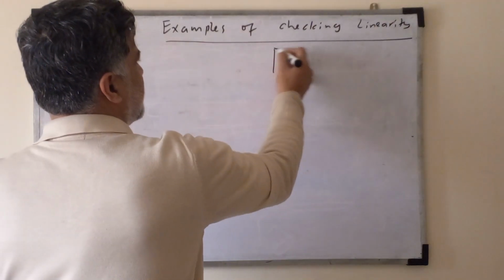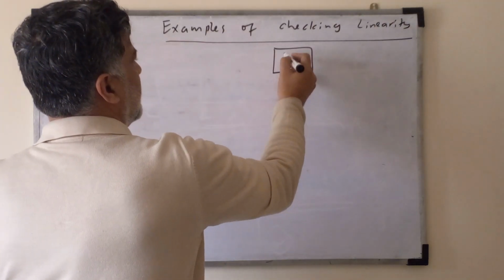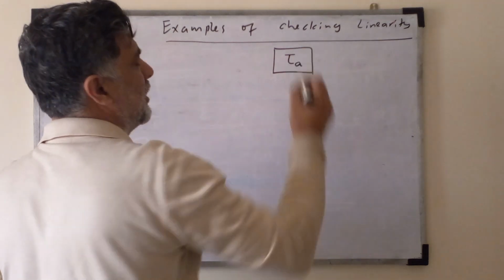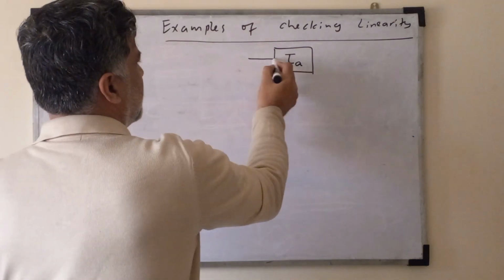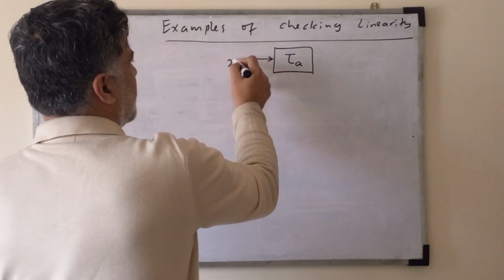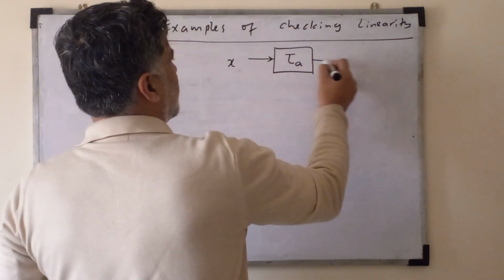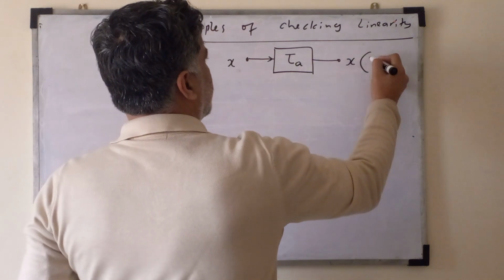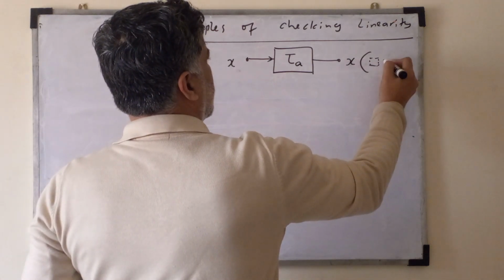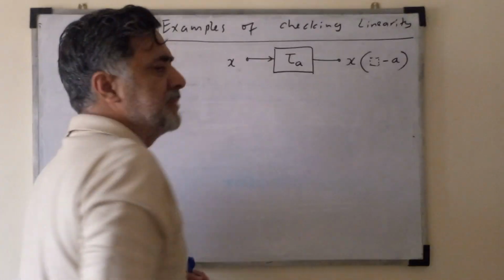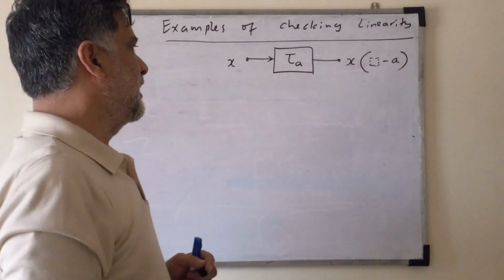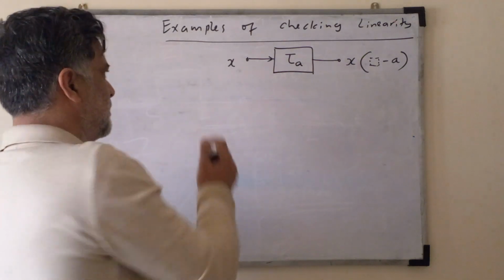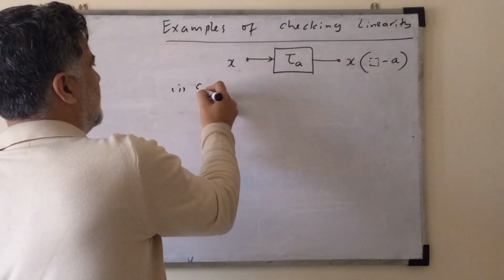Let's say there is a system and it shifts an input signal by some amount A, right? So we can say that if the input signal is x, the output signal is x of t minus A. So we need to do that. So how do I go about it? First I need to check superposition, right?